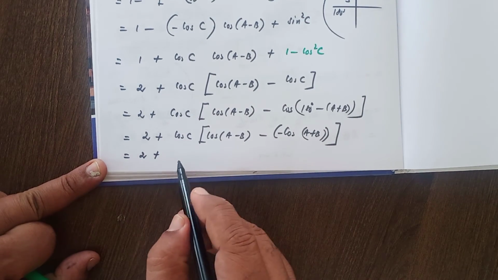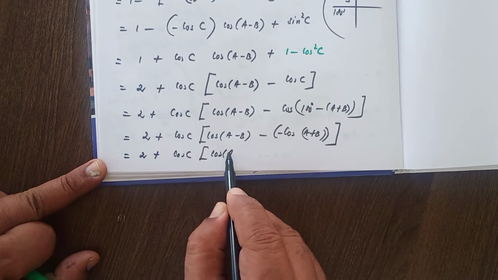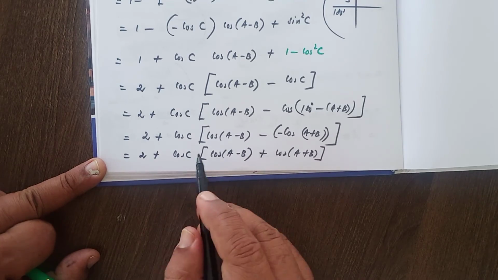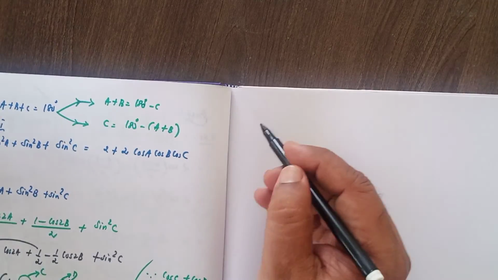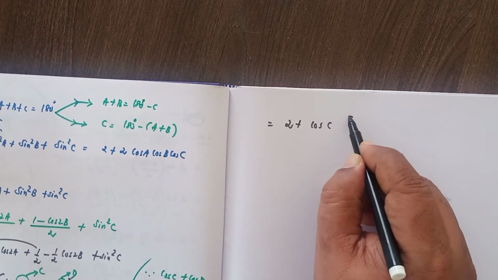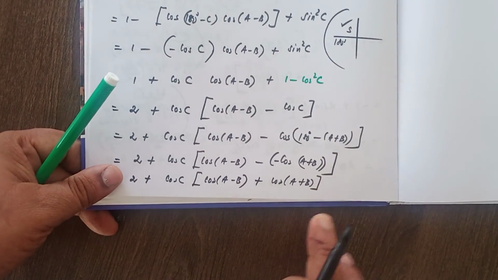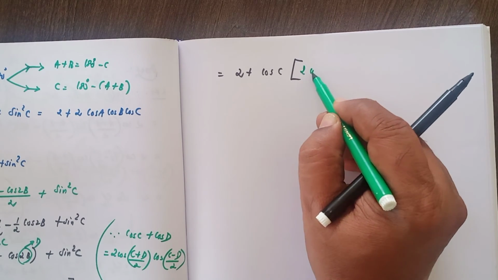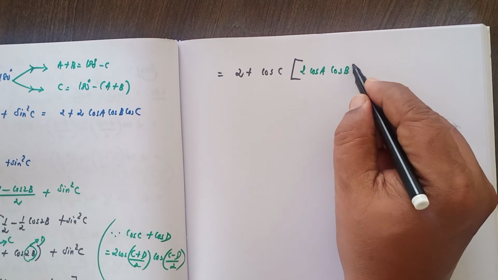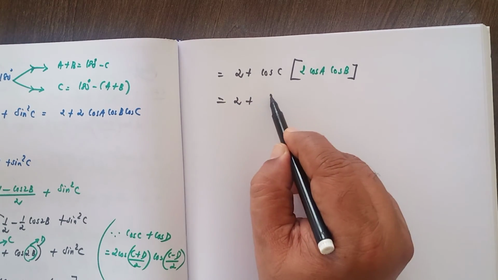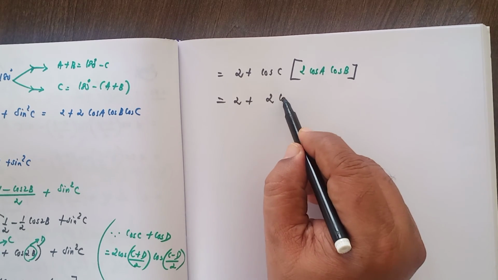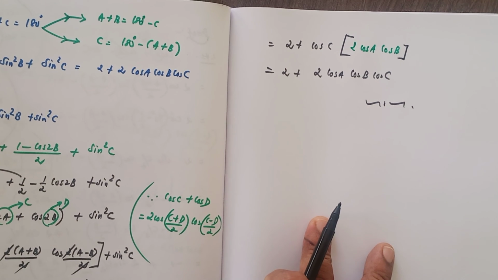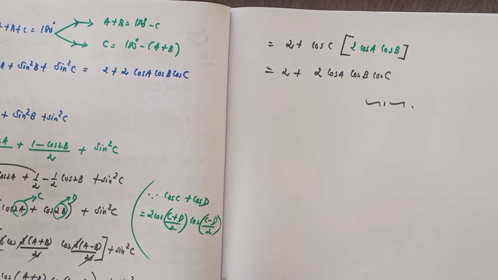That is equal to 2 plus cos C into cos of (A minus B) minus into minus plus cos of (A plus B). That is equal to 2 plus cos C into cos of (A minus B) plus cos of (A plus B). Already I have given the identity 2 cos A cos B. That is equal to 2 plus 2 into, write the angles in order, cos A cos B cos C. Over. Question number 1, subdivision 3 is completed. Then I will be teaching subdivision number 4 in the next video. Thank you, children.